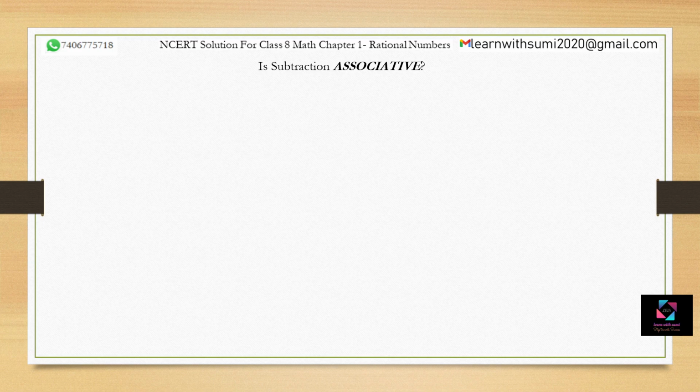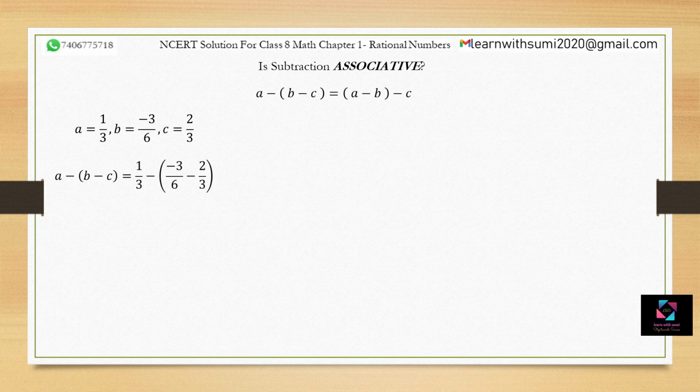Is subtraction associative? If it is associative, then it has to satisfy the condition a minus (b minus c) equals (a minus b) minus c. Here we are going to subtract b minus c first, then perform the operation with a. On the other side we perform the subtraction with a and b, then with c. So let's check with the same example. a is equal to 1 by 3, b is equal to minus 3 by 6, c is equal to 2 by 3. When we subtract b minus c first, we will get minus 9 minus 12 divided by 18, which is minus 21 by 18.